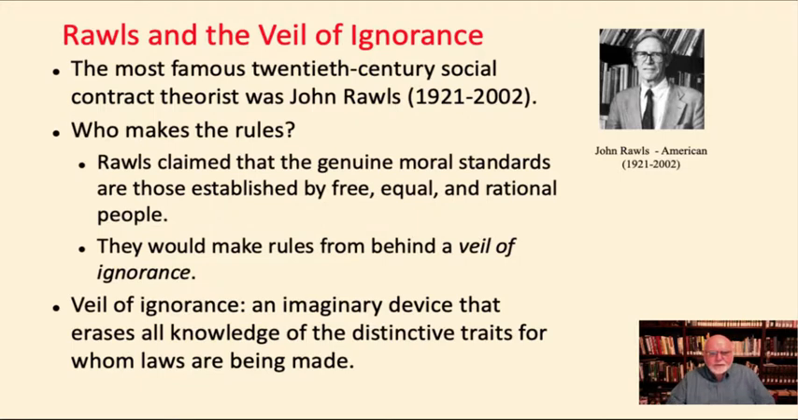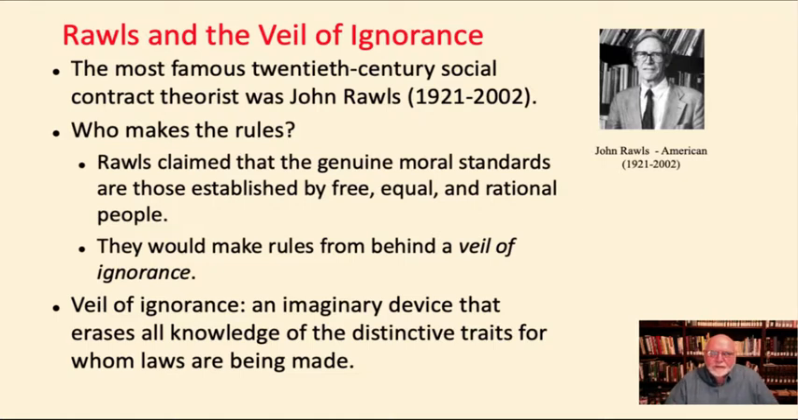However, in the 20th century, John Rawls developed Hobbes' theory, in a sense, a step forward. And he was particularly focused on who makes the rules. Remember, our definition is that we have these free, equal, and rational people who are determining laws that free, equal, and rational people would agree to. This is a construct. Well, Rawls says, okay, how do you do that? And he claimed that the genuine moral standards are those established only by free, equal, and rational people. So in this sense, he's picking up on the Hobbesian tradition. But he's equally concerned about objectivity.